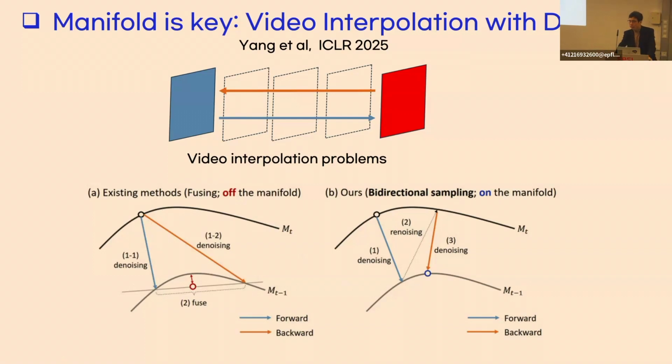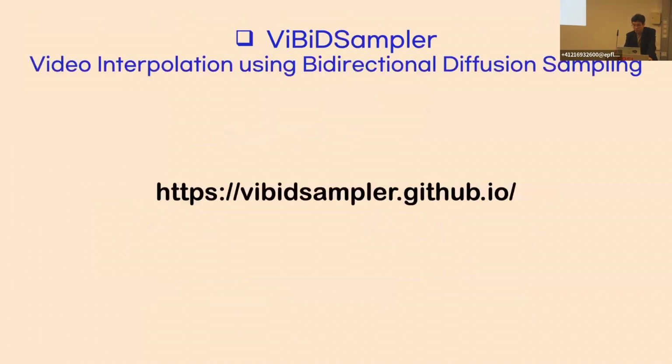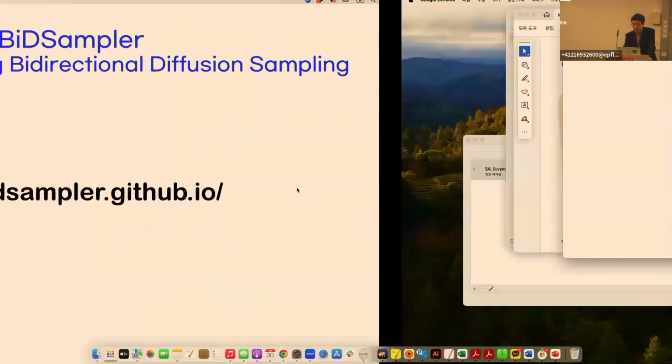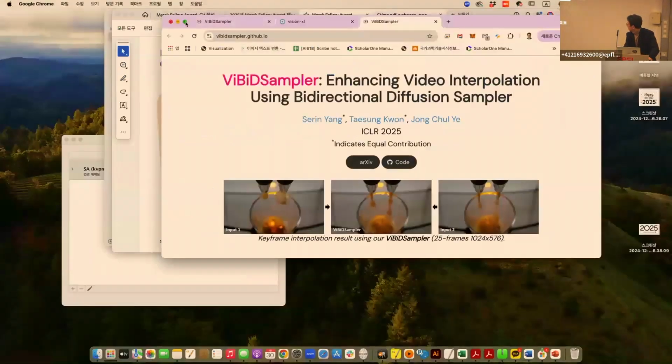So how do we maintain the sampling trajectory in the correct direction? This is what we did in the bidirectional sampling. That means you start in this direction, and then add noise back to the first noise level, and then do denoising in this direction. This looks like a very simple fix, but it has a very significant improvement. For example, there are some video demos here. I can show you in this picture.